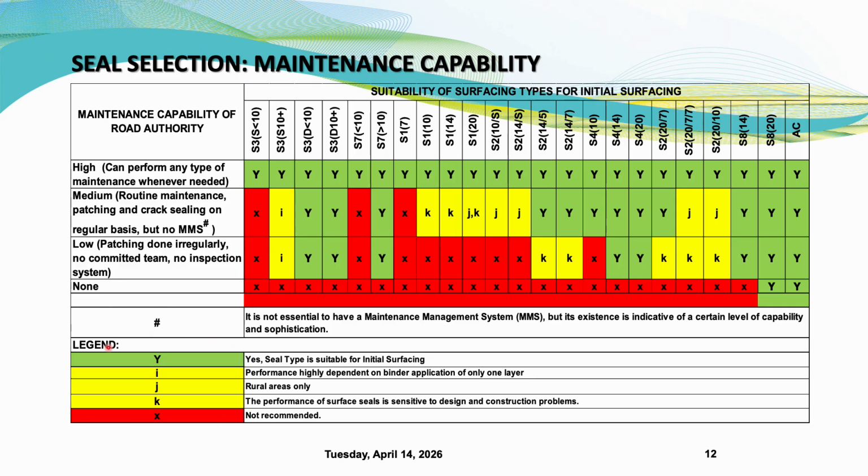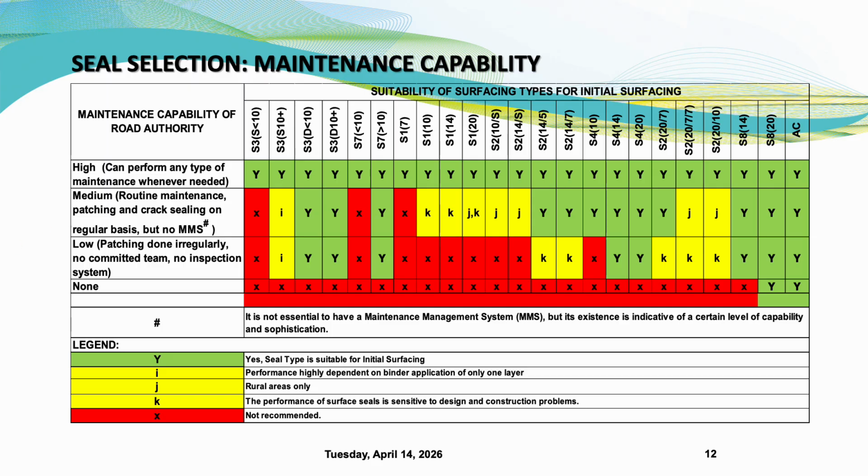The legend, as before, is given here below. Green is yes, X is not recommended. In this case, J is rural areas only. J, that's the double seals. And then K, the performance of surfaces is sensitive to the design and construction problem. So if you've not got a good contractor, then you should not go for these options marked with a K.